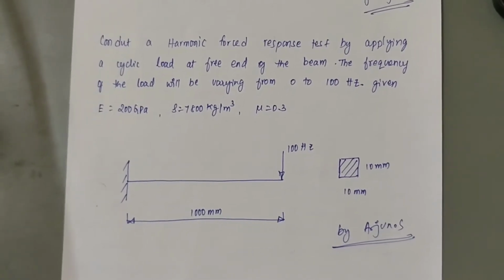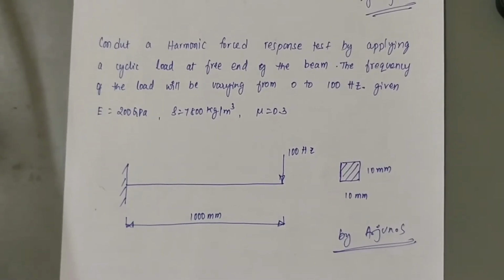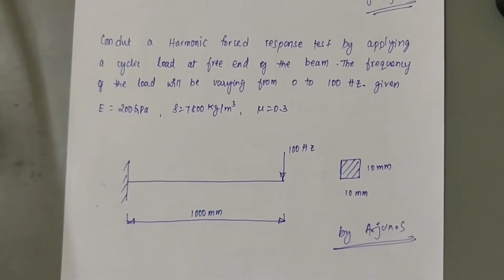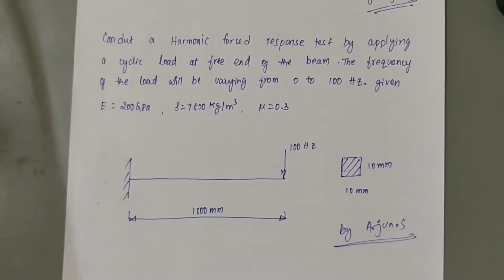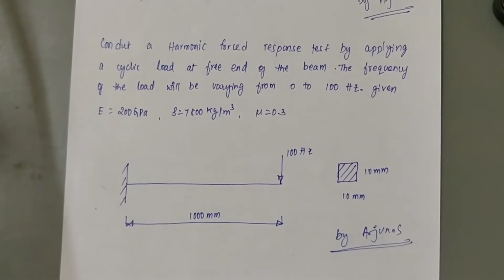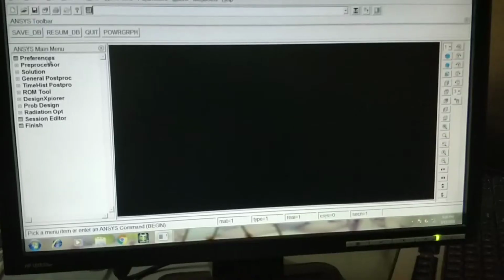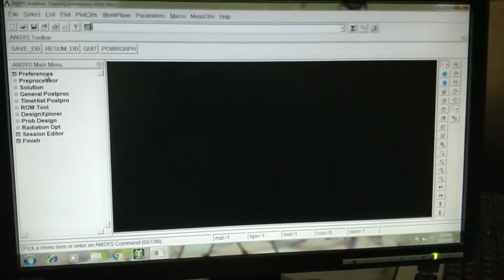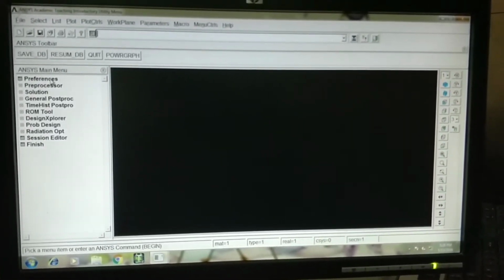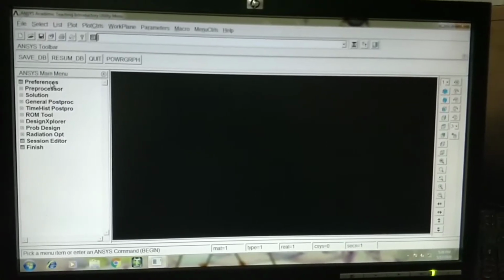The given Young's modulus is 200 GPa, weight density is 7800 kg per meter cube, and Poisson's ratio is 0.3, with a span length of 1000 mm, and the cross section of the beam is 10 mm by 10 mm. Now we'll see how to solve the problem using ANSYS, and I'm using ANSYS 14.0.